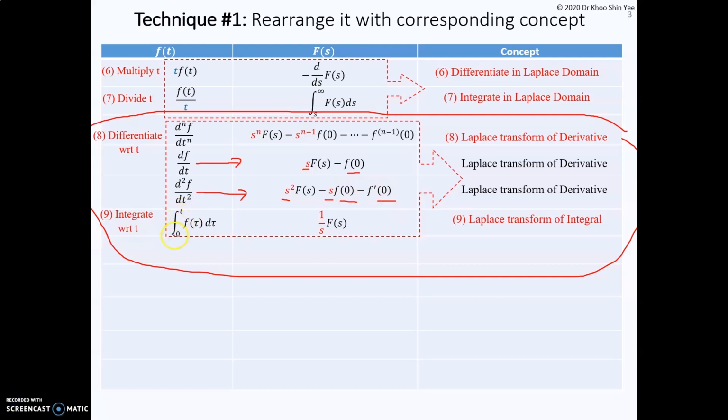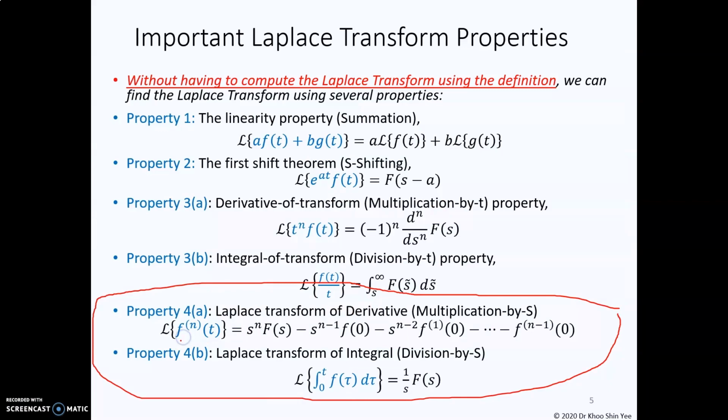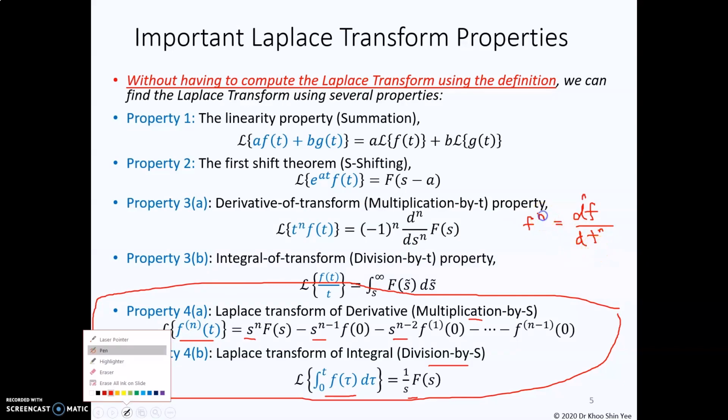On the other hand, if you integrate your time function, then in the Laplace domain, it has to be divided by s. As you can see, when you take the derivative on the left hand side, f to the power of n is equal to this, where if you have first order, you have f prime, so you have df over dt only. If you have second order, you have double prime or 2 here, it means d squared f over dt squared. So n means the order here. And if you take the integration of your time function, then in the Laplace domain, you have to divide by s. So we also call this the multiplication by s property and also the division by s property.